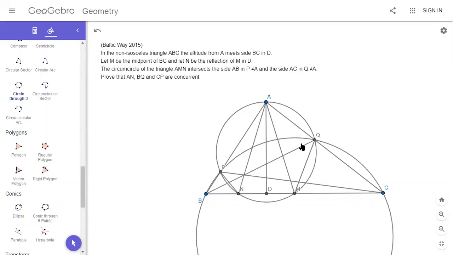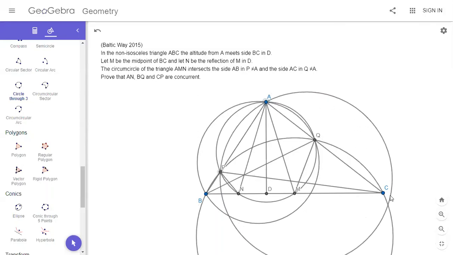ABQ. Let me just, for me to see something. Yeah. So the radical axis of those is BQ, isn't it? Yes, the radical axis of two of those circles is BQ. Yeah. So we need a third circle whose radical axis with this one is AN.